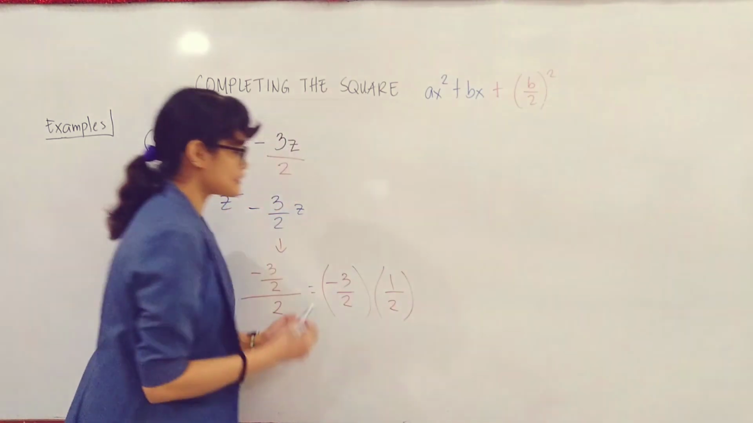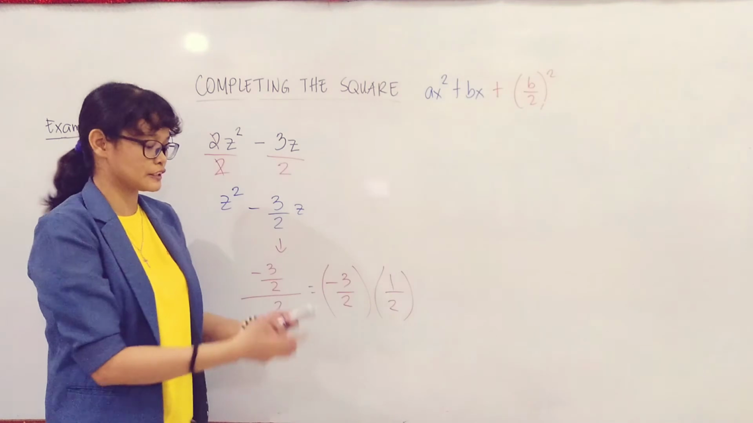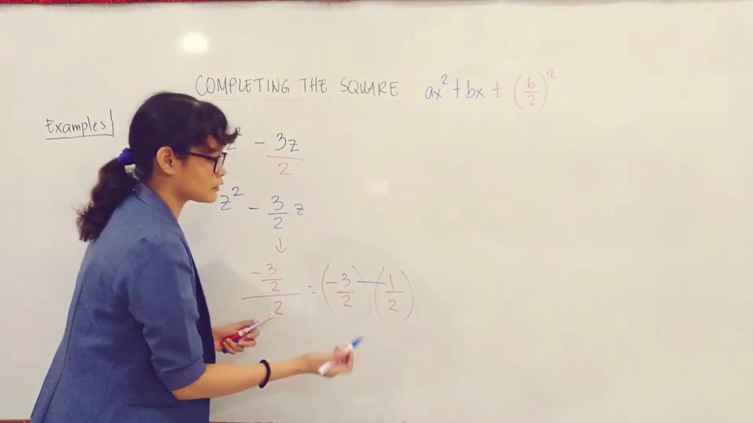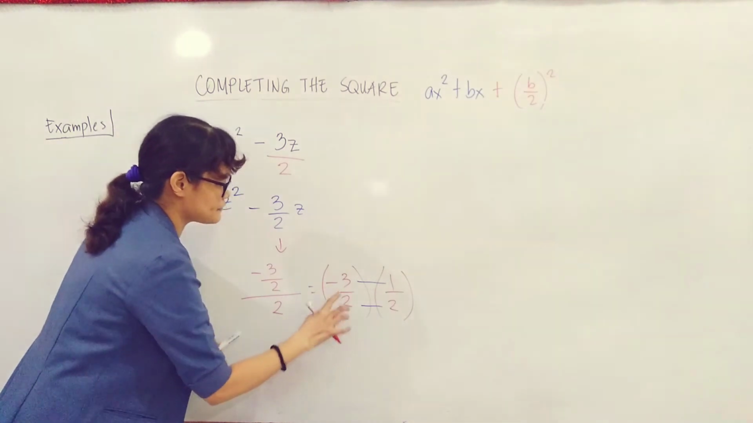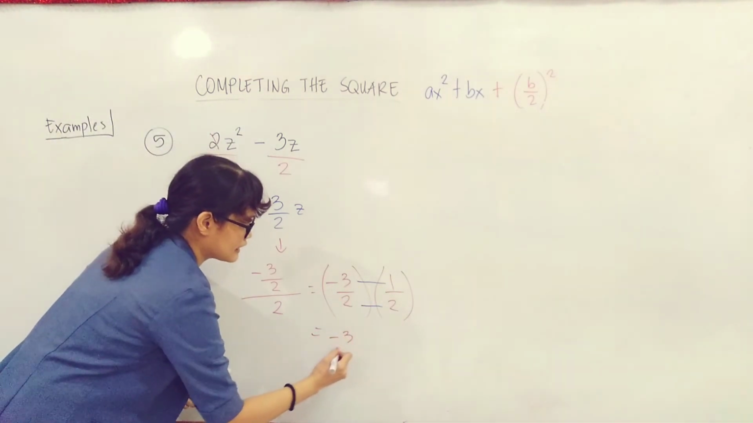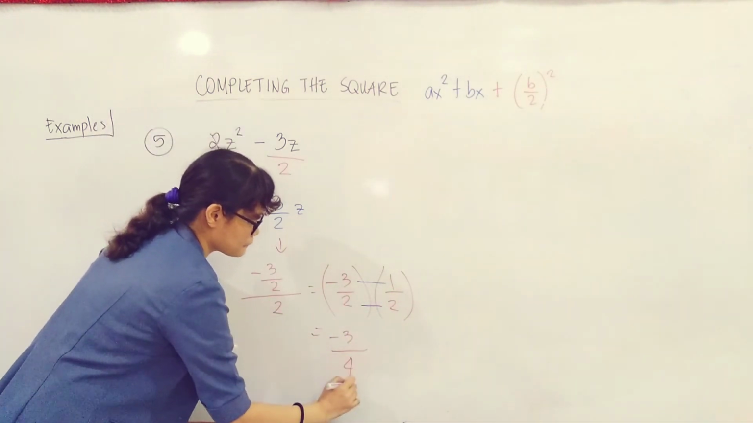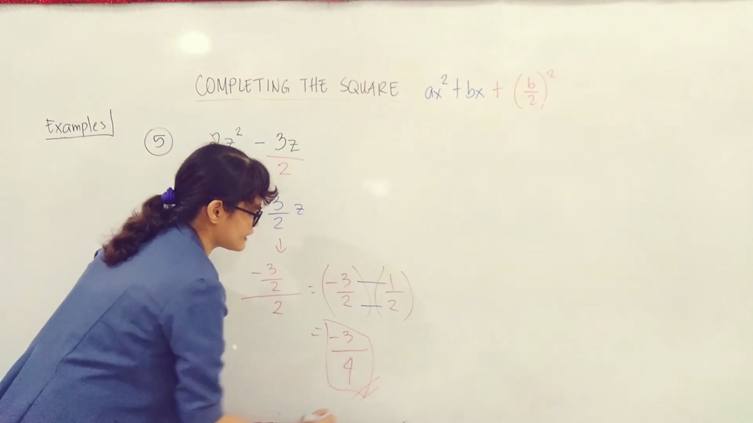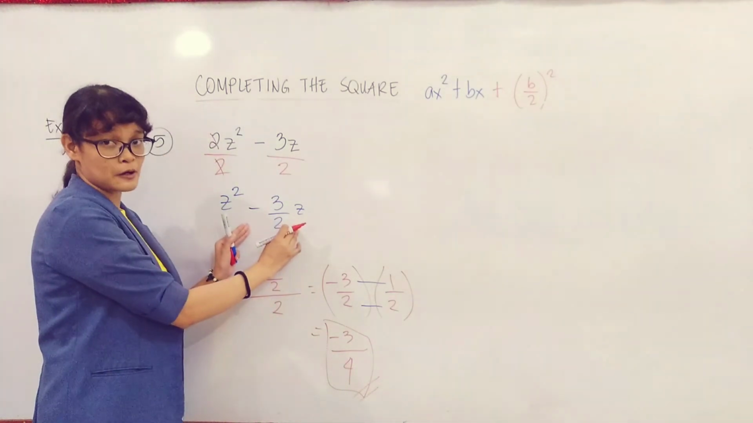Alright, then after that, you can proceed to the process on how to multiply fractions. That is, numerator to numerator and denominator to denominator. So what is the product of negative 3 and 1? That is equal to negative 3. Next, 2 times 2 is equal to 4. Alright, so this is the resulting number. Next, this is half of negative 3 over 2.